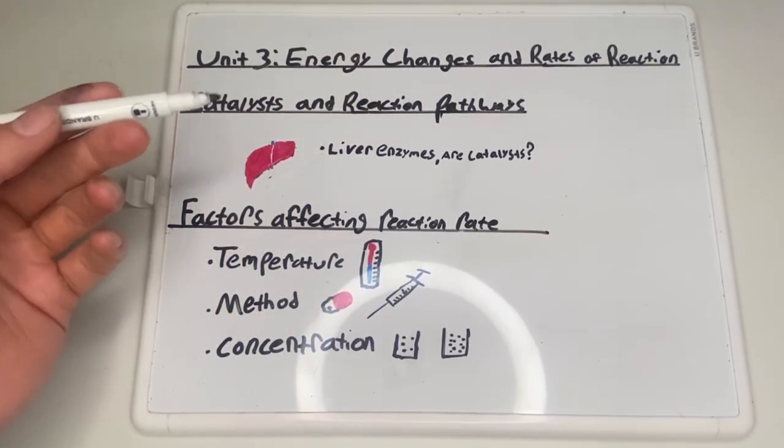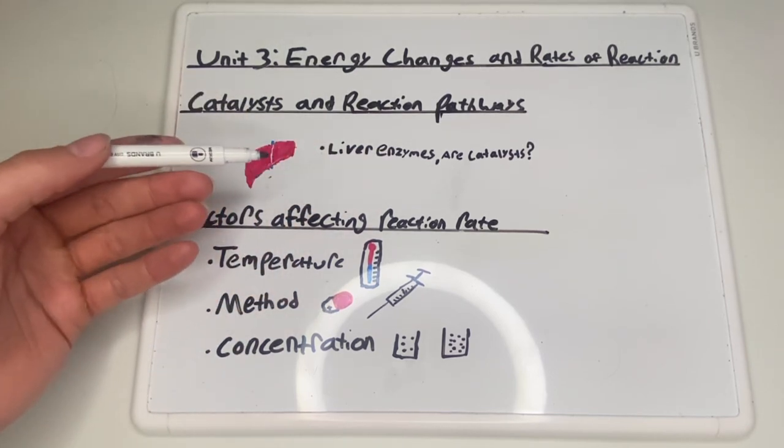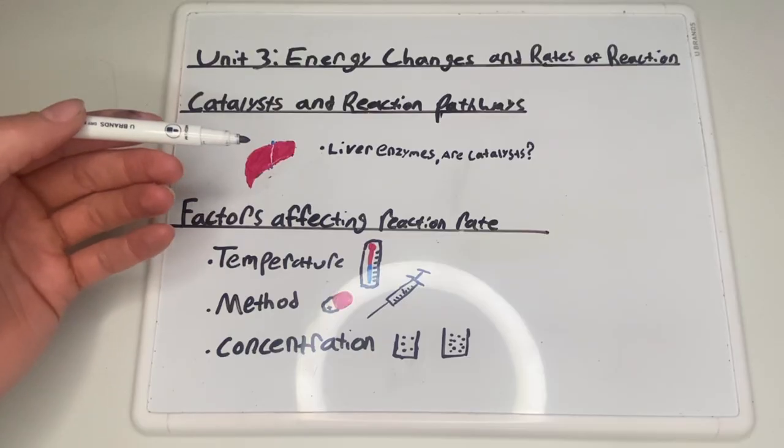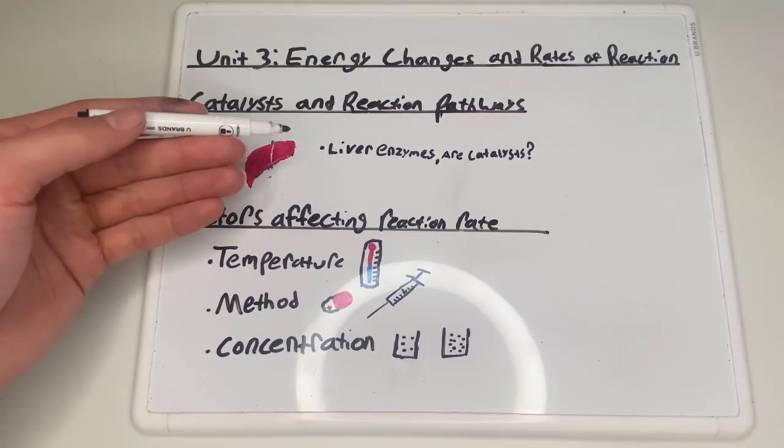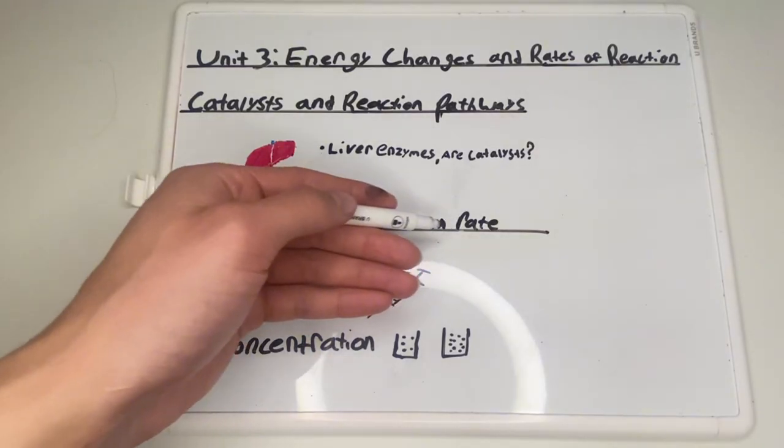Catalysts and reaction pathways. In the liver, enzymes act as a biological catalyst during morphine metabolism. Catalysts lower activation energy by providing an alternative reaction pathway. This allows morphine to break down more quickly without the catalyst itself being consumed.